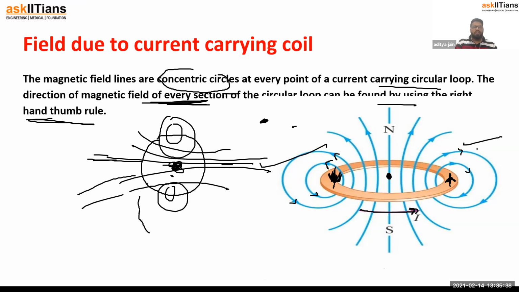Due to current carrying coil, these are concentric circles near the coil. And as you move towards the center, they will appear as a straight line magnetic field. Clear? Now see how to decide the direction. There is another rule which is known as the clockwise rule. Suppose this is a coil. We are observing it from here. So suppose the direction of current is this.